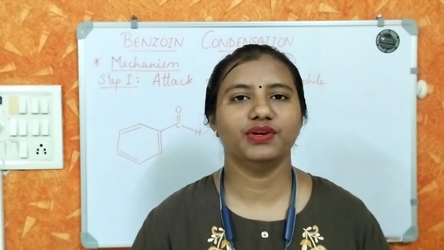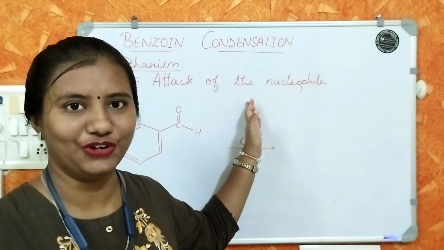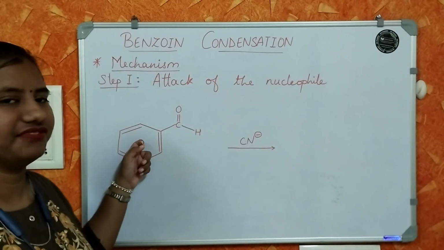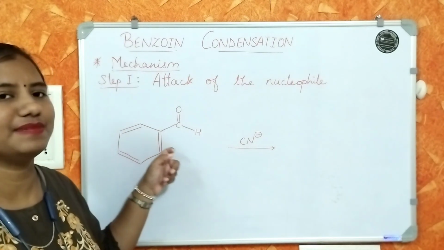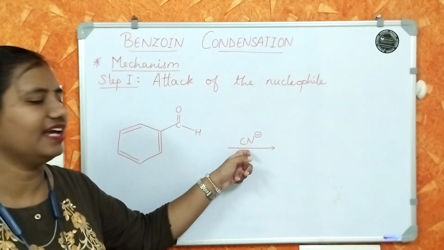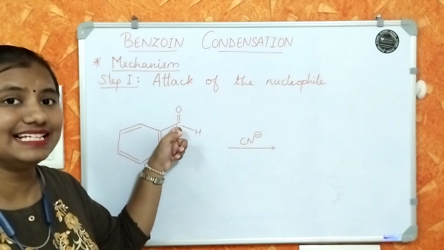Now in step 1, what we have is the attack of the nucleophile on the first molecule of an aldehyde. Here we have the aldehyde. We have taken benzaldehyde as our example. So we have this benzaldehyde molecule, and here we have our nucleophile. Now this nucleophile is going to attack on this carbon.